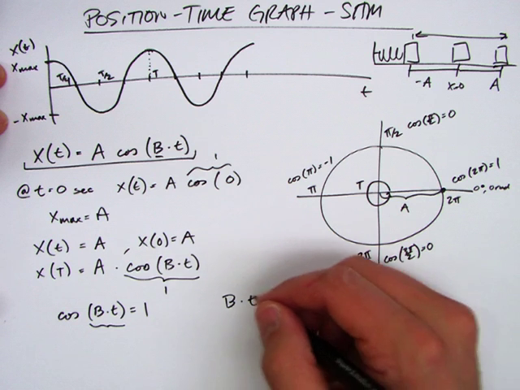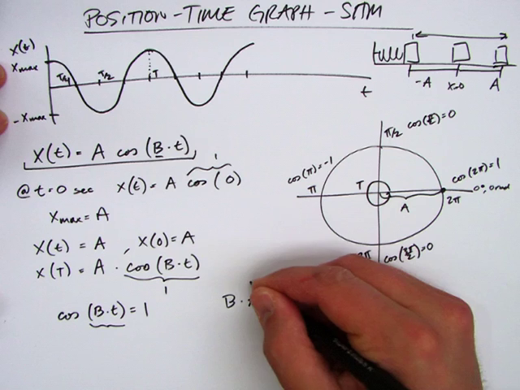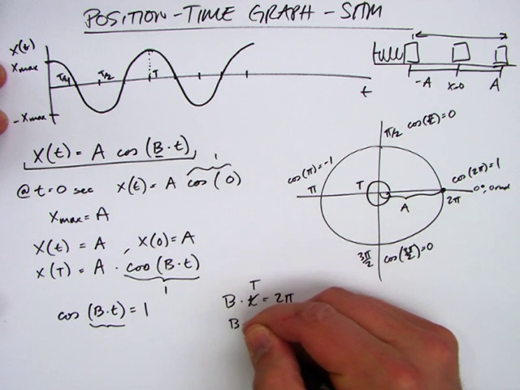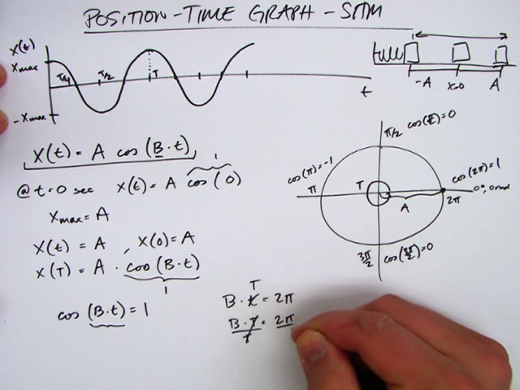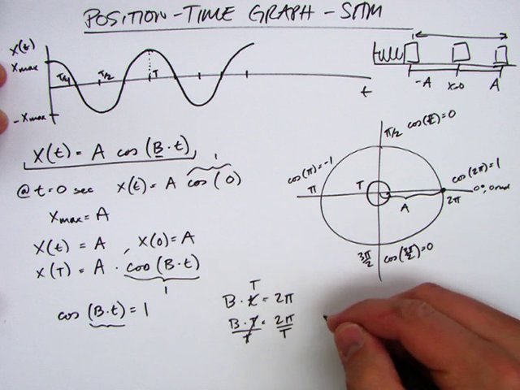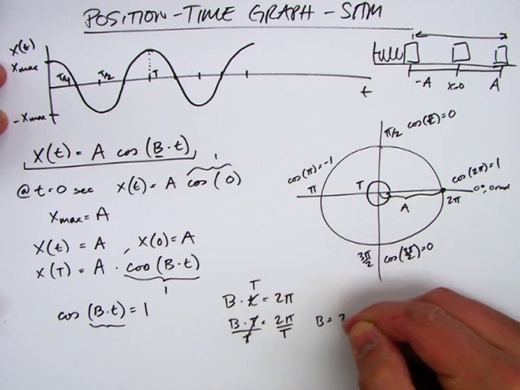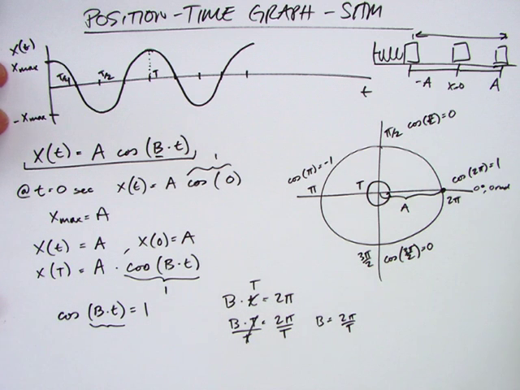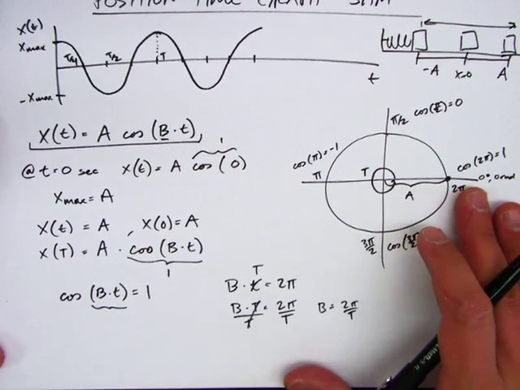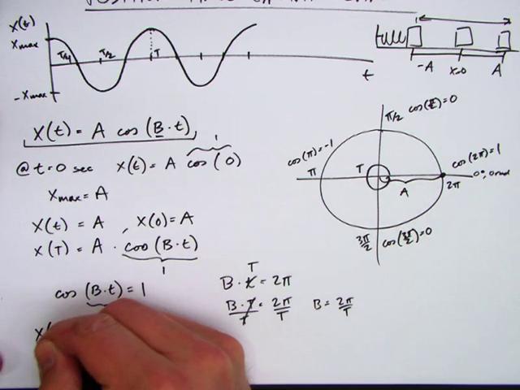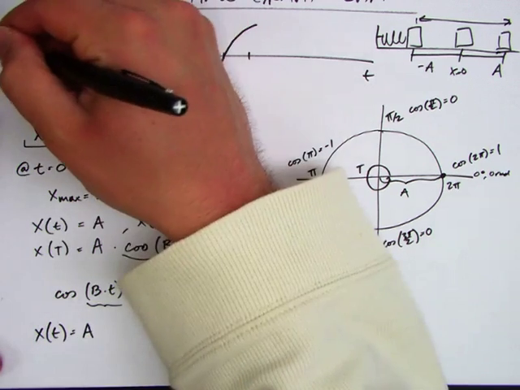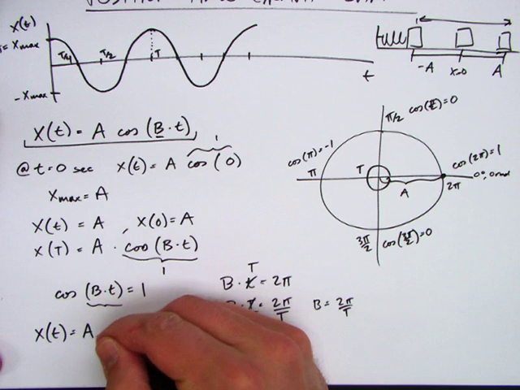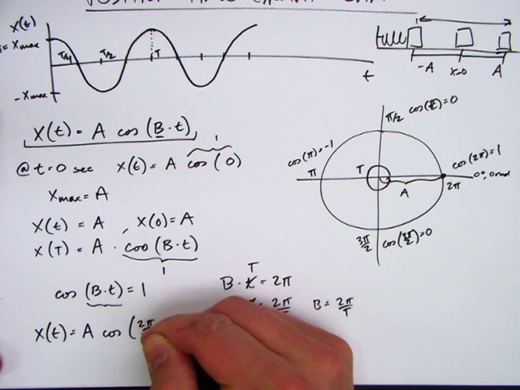So now at t, b times my period equals 2 pi. So b has to equal 2 pi over T. All right, so this helps me to see my general expression for the position as a function of time for a simple oscillator. X of t equals A, which is my maximum amplitude, times the cosine of 2 pi over T times the time.